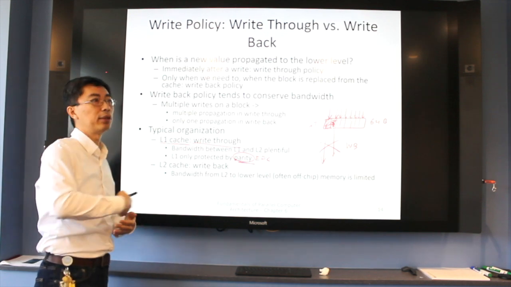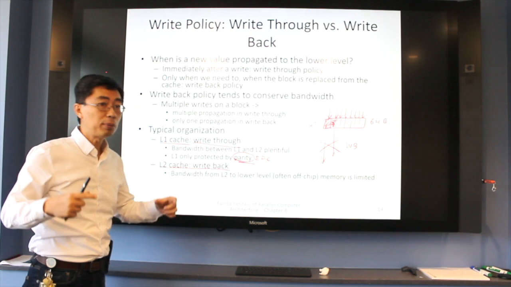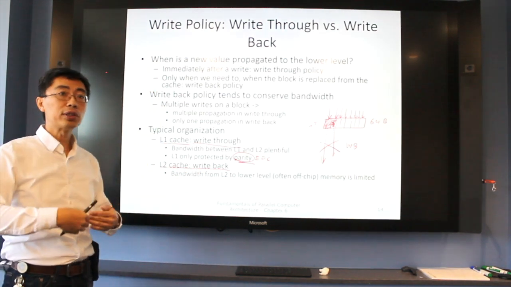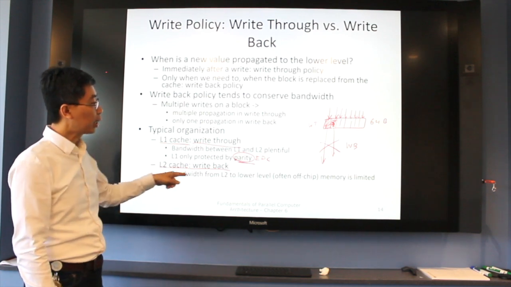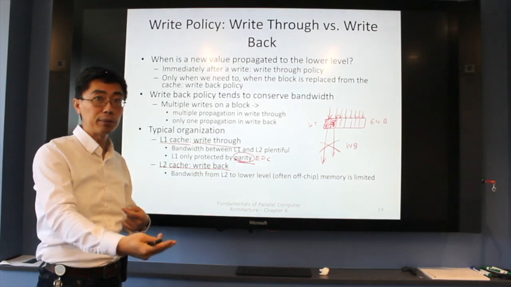Now anything beyond the L1 cache doesn't have to be as small or as fast. So then we can use a write back cache, so we conserve the bandwidth. Also, sometimes after the L2 or after the L3 cache, we typically go off chip.